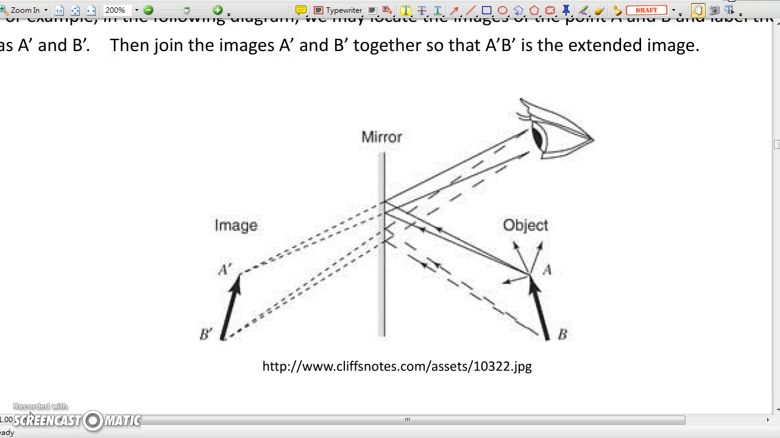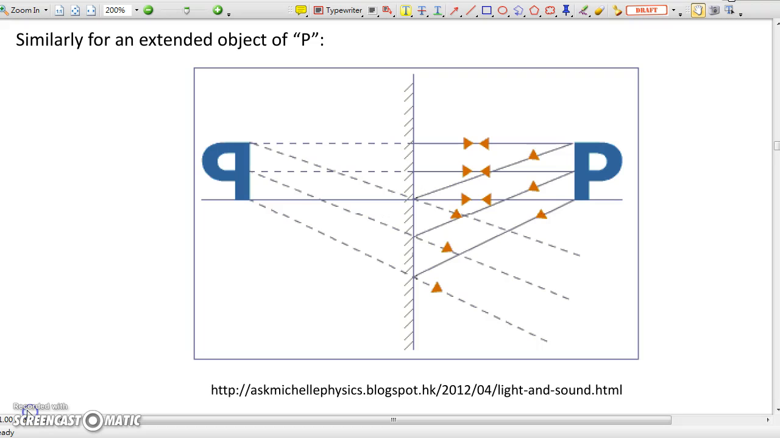Let me show you here. First, we should find the image of one of the ends. For example, A. We find the image A' on the left. Similarly, for B, we may also find its image B'. In that way, for the whole object AB, its image should be A'B'. Easy, right? Similarly, if you have a more complicated object, you can also locate the images of different points of the object, and in that way, you may find the image of the whole object.